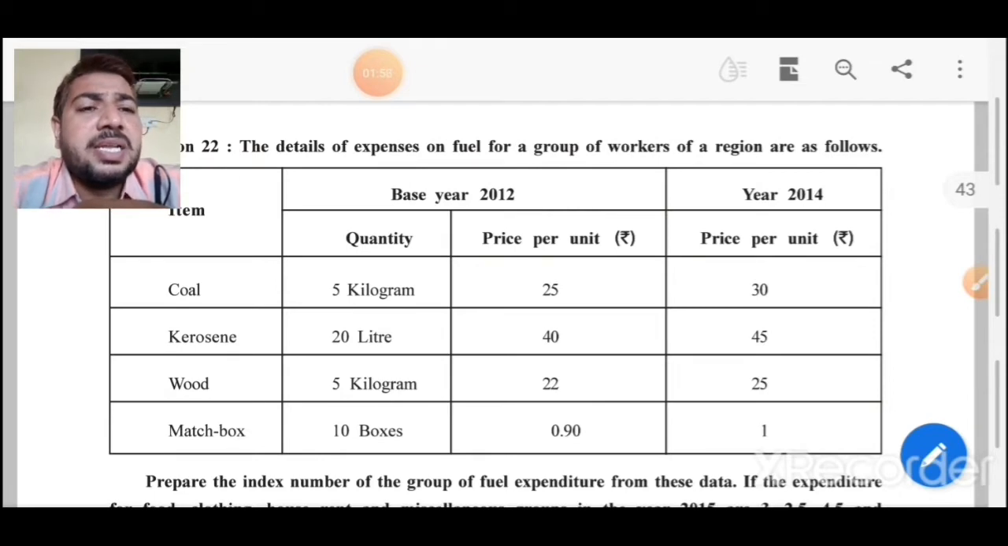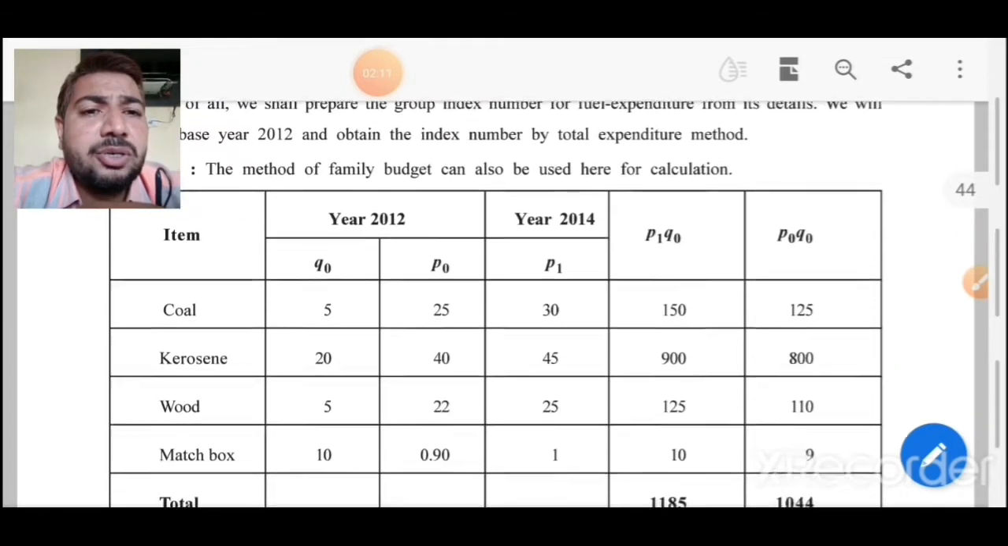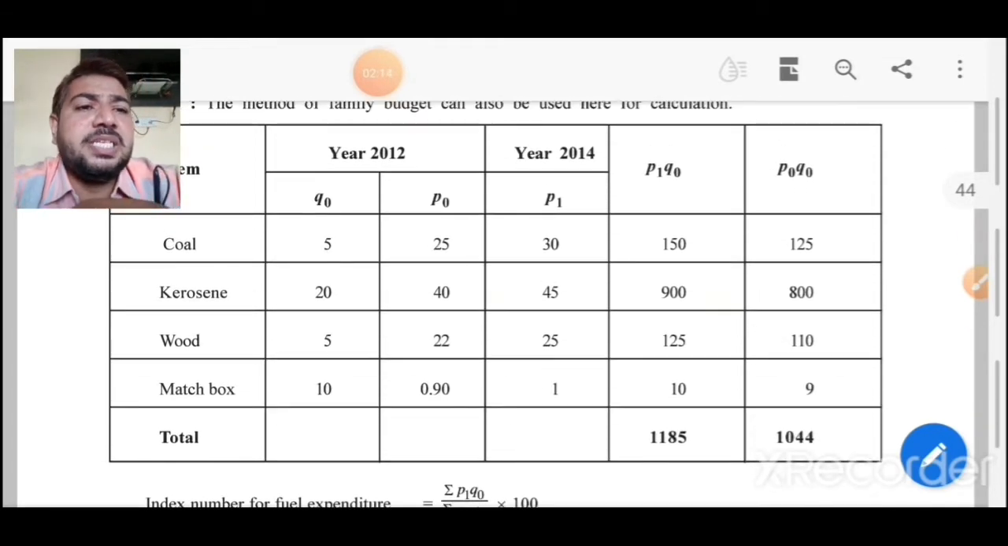So friends, here they have not mentioned which method we have to apply. So we can apply either the family budget method or the total expenditure method. In the solution, they have applied the total expenditure method. It is easy because we can save our time, because in the family budget method you have to prepare one column for I, then one column for W, then another column for IW. So 3 columns you have to prepare. Here you have to prepare just 2 columns, P1Q0 and P0Q0. So it is a simple way.